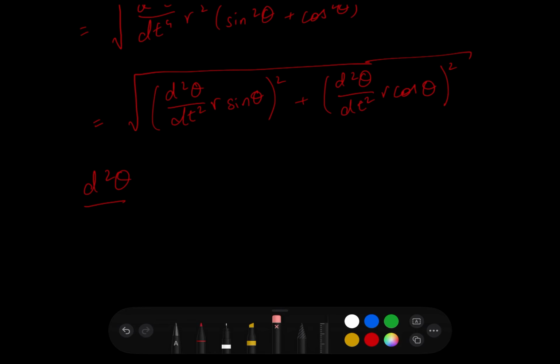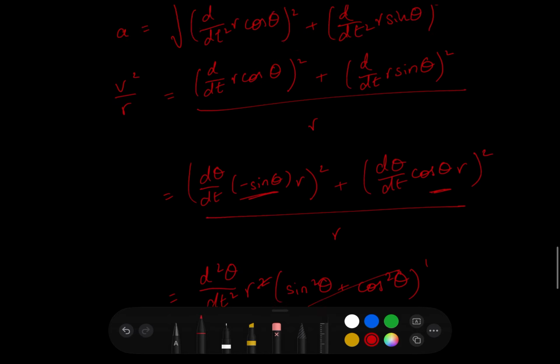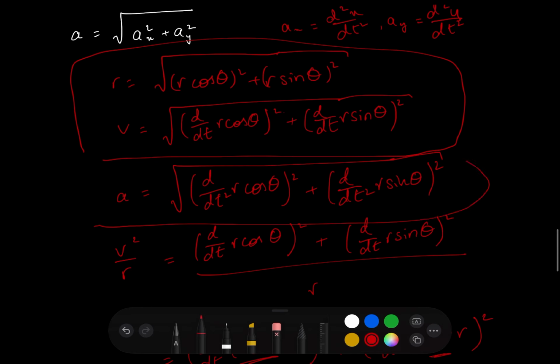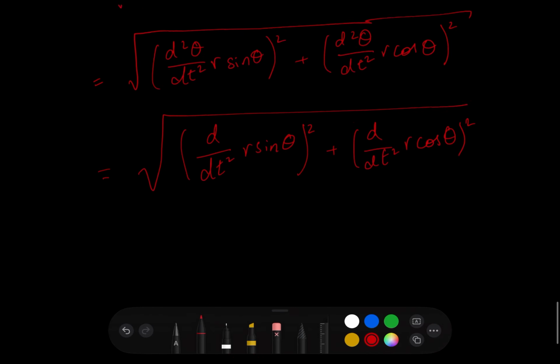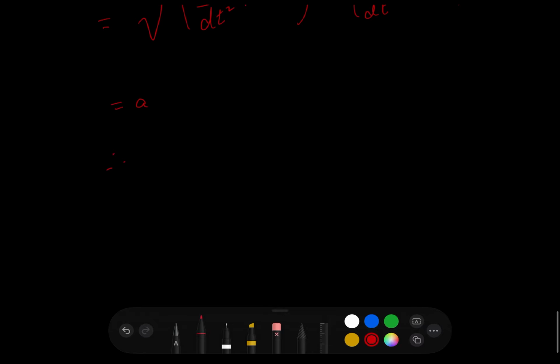So if we just rewrite this expression as d2 by dt2 r sine theta square plus d2 by dt2 r cosine theta square, that is exactly the expression for acceleration we have earlier. So we have now proven that a is equal to v square by r, and we have proved that.